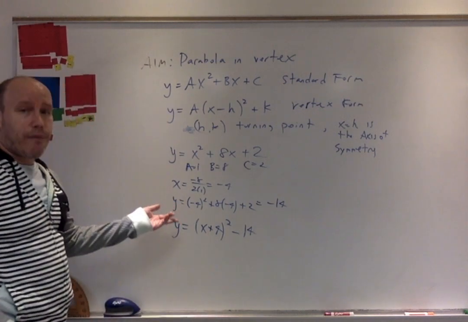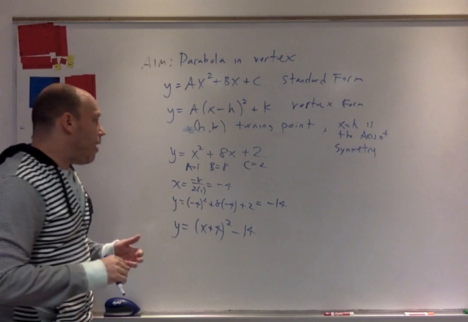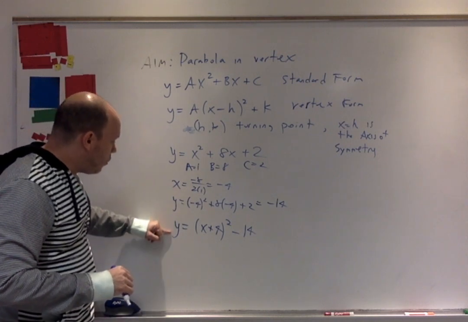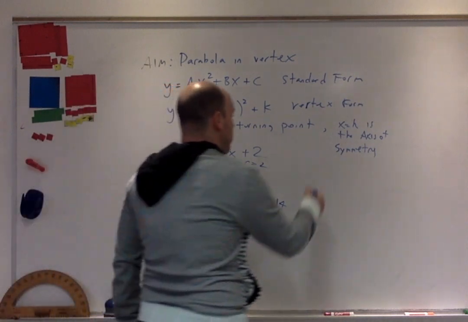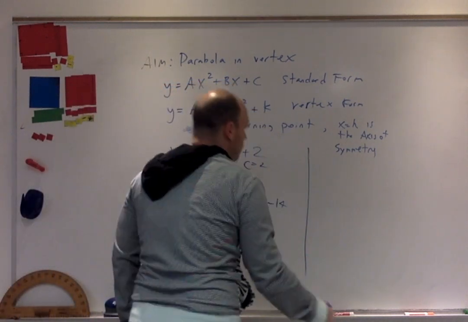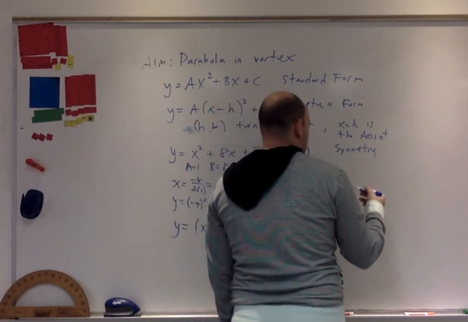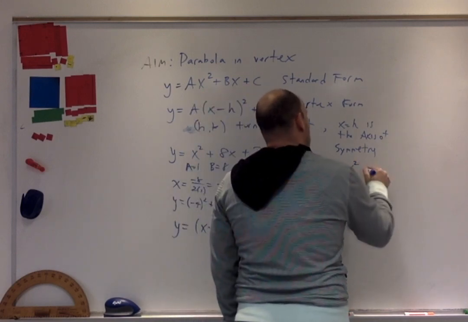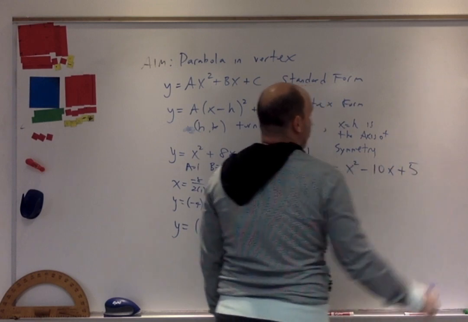You can check in your graphing calculator, or Desmos if you don't have a graphing calculator, that these two equations represent the same parabola. Let's try another example. How about y equals x squared minus 10x plus 5.